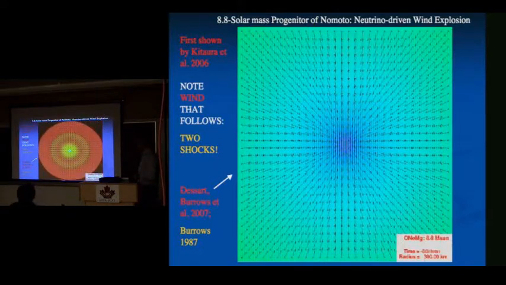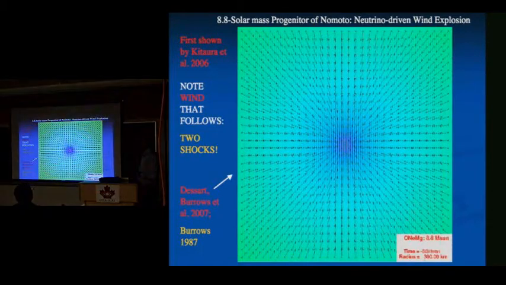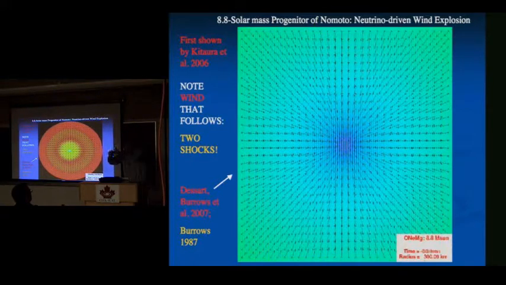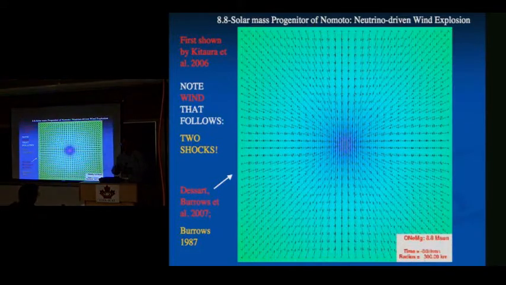What is the big difference between an 8.8 solar mass progenitor and others? You're saying it's the lack of stuff on top of it. Yeah. The generic supernova probably doesn't look like this at all. I'm just wondering what it is that makes the difference between a 12 solar mass and an 8 solar mass. It's the tamp.